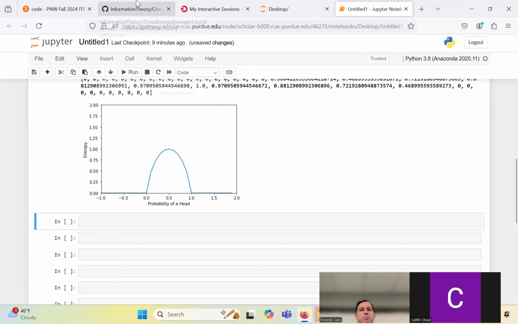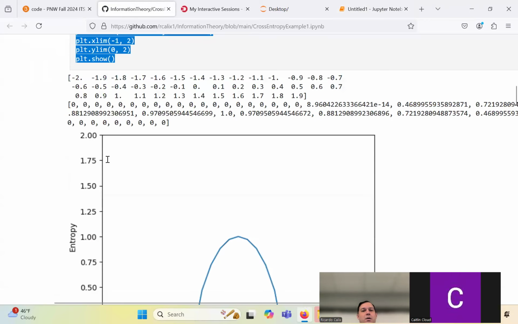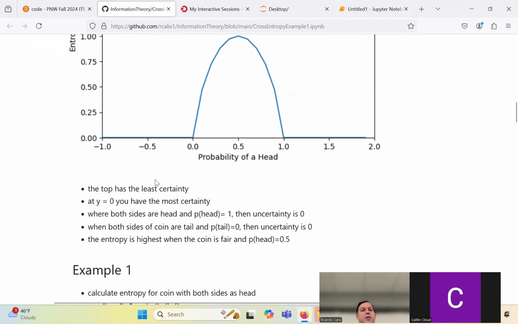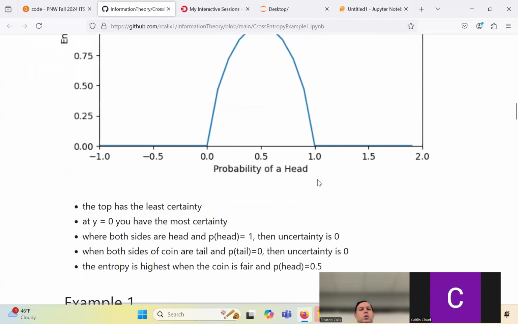So I plotted that one. Some things to consider, some notes. The top has the least certainty, so it's the most uncertain. At y equals 0, you have the most certainty, because the entropy is 0, which means the probability is either 0 or 1 of being one or the other.